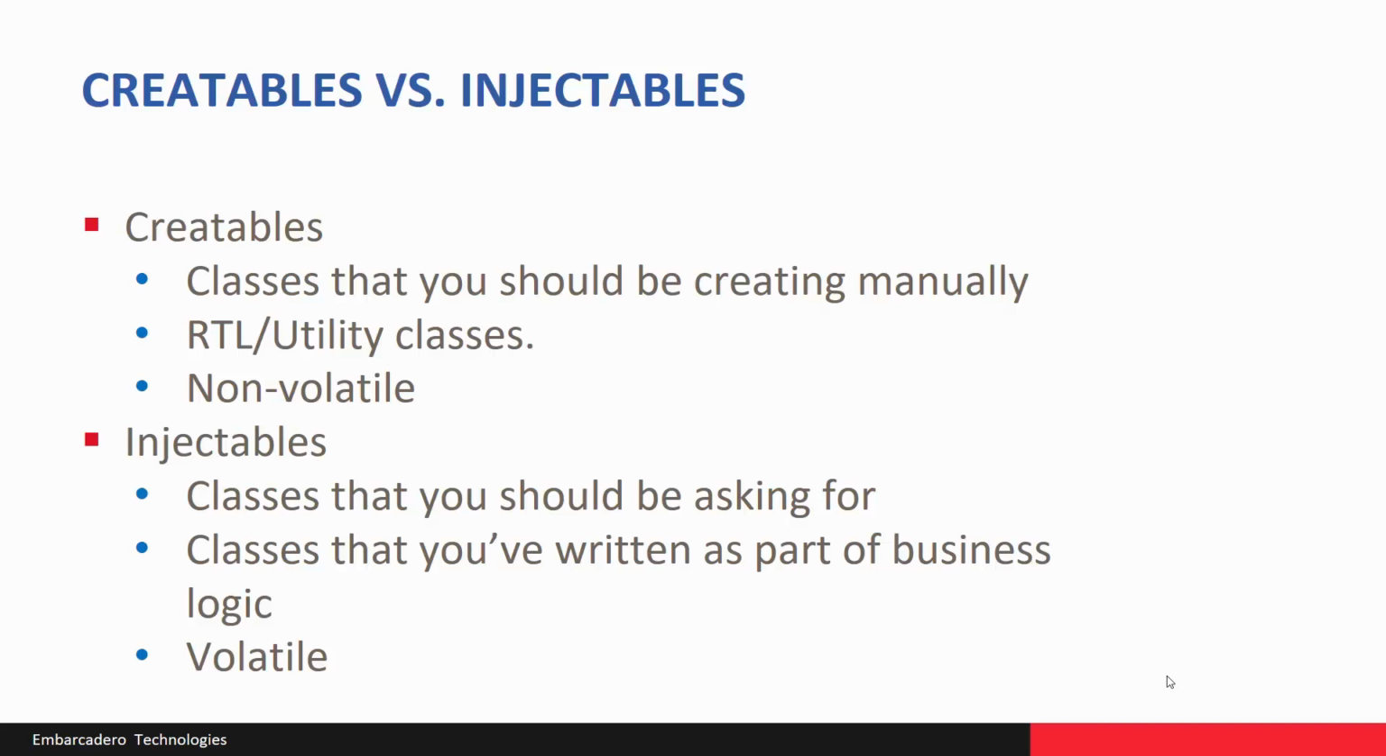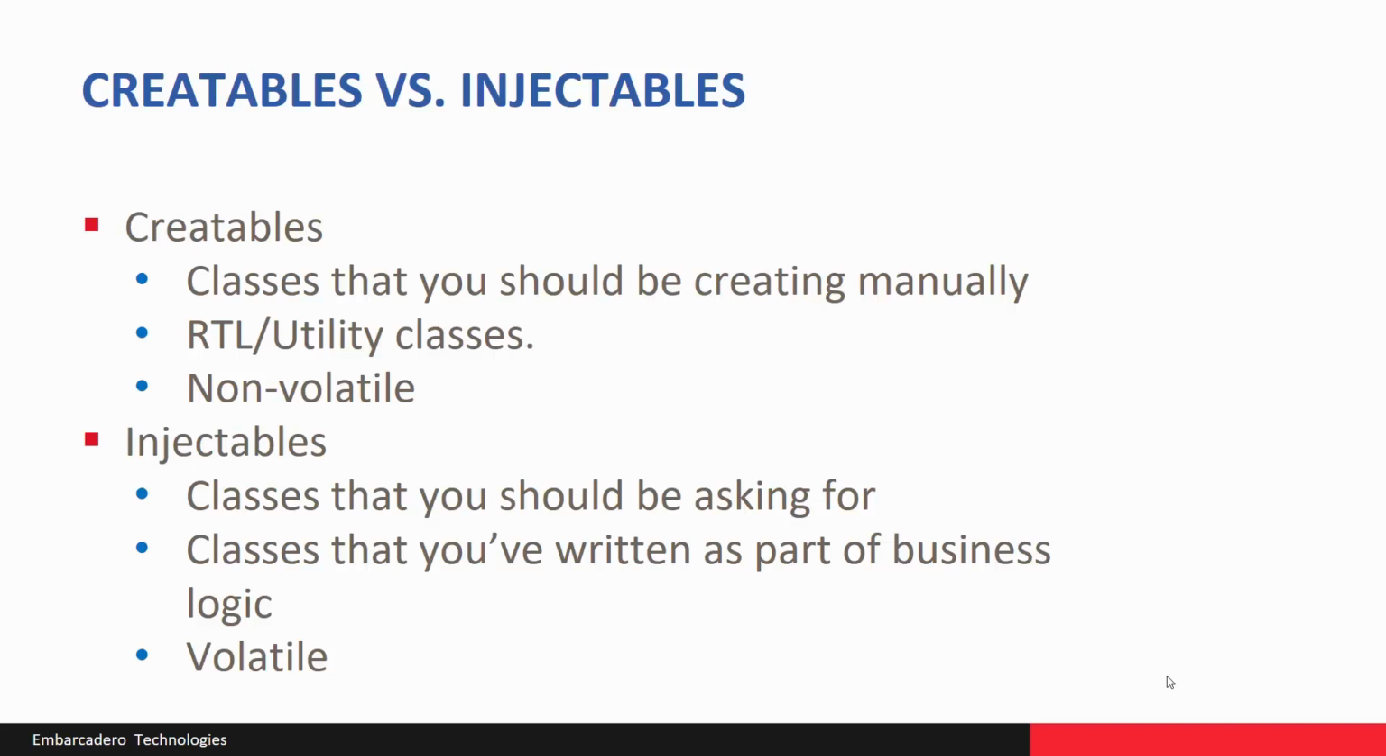Now I said earlier don't create anything, but that's not entirely true. I didn't lie to you, but I encourage you to not create things unless they are what we might refer to as a creatable. A creatable is a class that you should be creating manually. That is something like TStringList, or RTL or utility classes inside of the libraries that you use that are non-volatile. They don't change. They are firmly fixed in your code. They don't vary, and they don't need to be used or should be used inside of a container or passed around as dependencies.